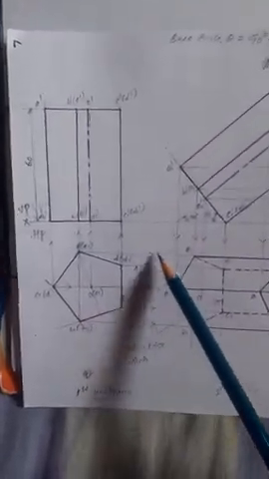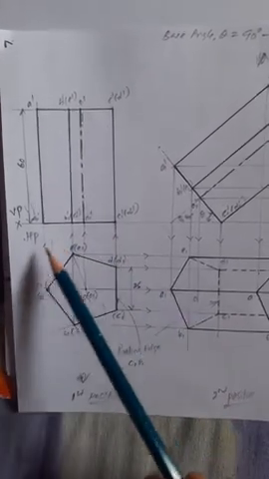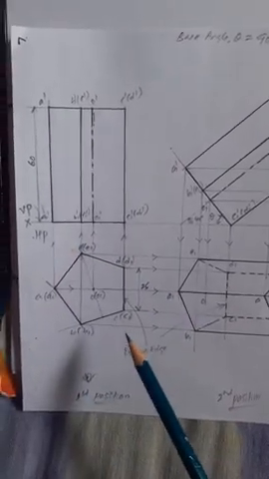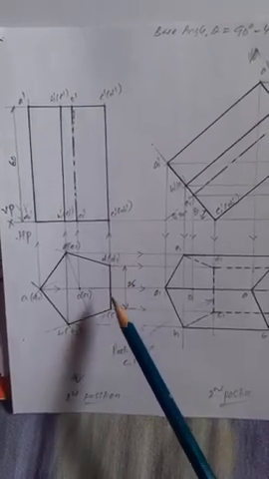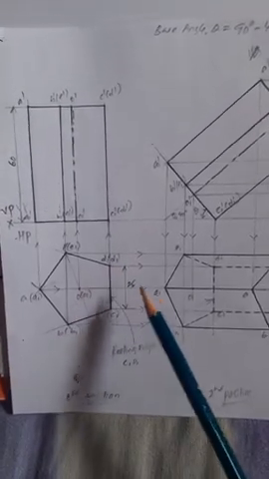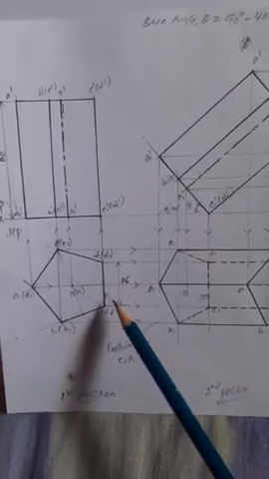Now where do you want to start the problem? I want to start on the resting condition, resting on HP. The solid is resting on HP, so we will start on HP, on one of the edges of its base. Always take the resting edge on the right side of the solid. In planes we consider the left side, but in solids we consider the right side of the solid.